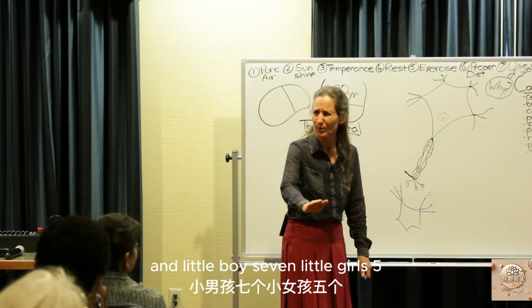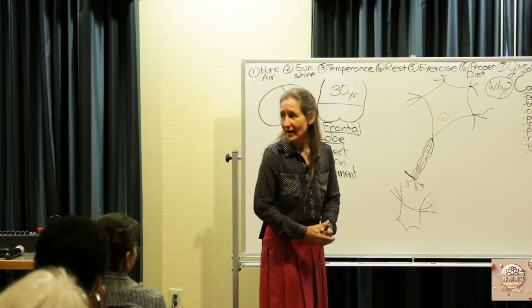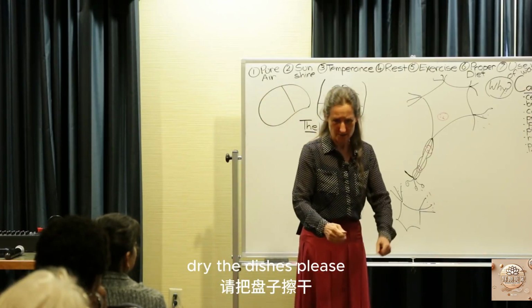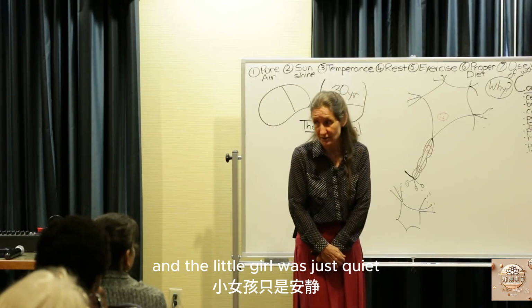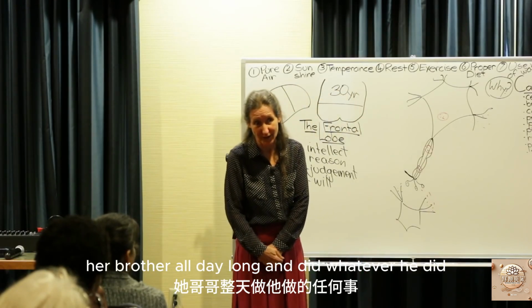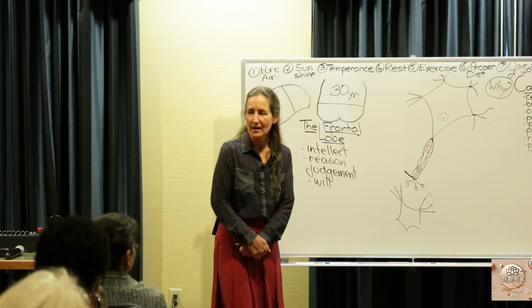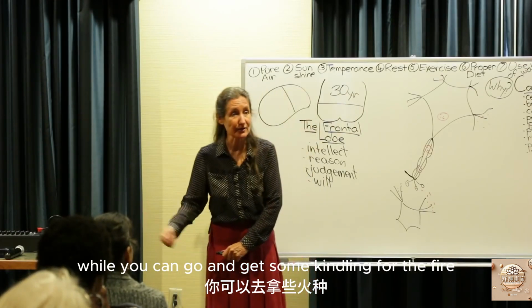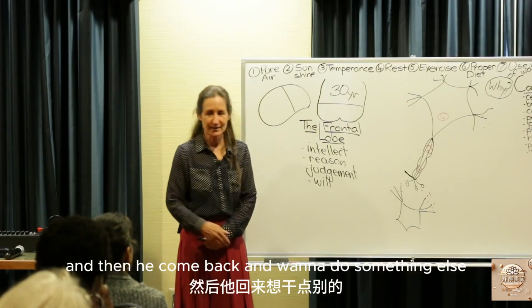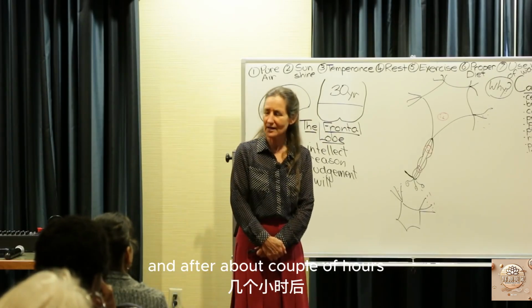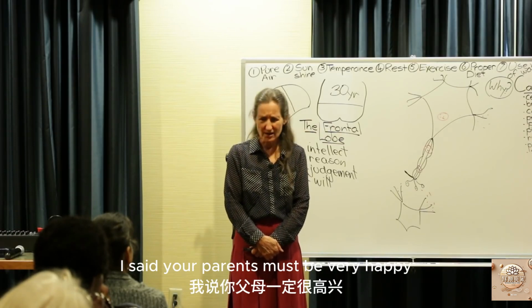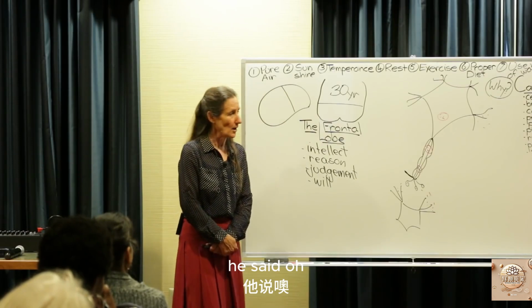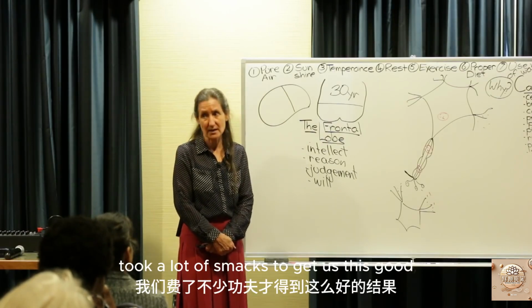Little boy seven, little girl five. And the little boy was running around helping me all day. "Do you want me to dry the dishes?" "Please." And the little girl was just quiet and she just stood next to her brother all day long and did whatever he did. And then he said, "Do you want me to do something else?" "Well, you can go and get some kindling for the fire, you know, the little sticks." And then he'd come back and want to do something else. And after about a couple of hours, I said, "Your parents must be very happy to have such a good helper." He said, "Oh, look, it took a lot of smacks to get us this good."